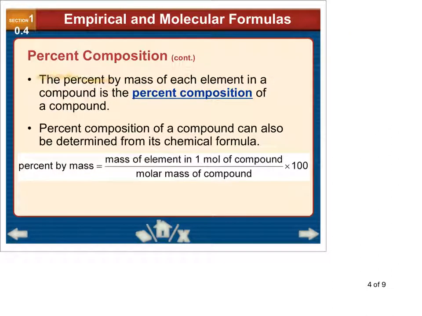The percent composition is the percent by mass of each element in a compound. And percent by mass, another formula here: the mass of the element in 1 mole of the compound divided by the molar mass of the compound. Again, I'll leave out the times 100 when I do it. Sometimes we'll figure it from its chemical formula, sometimes we'll figure it from experimental data.